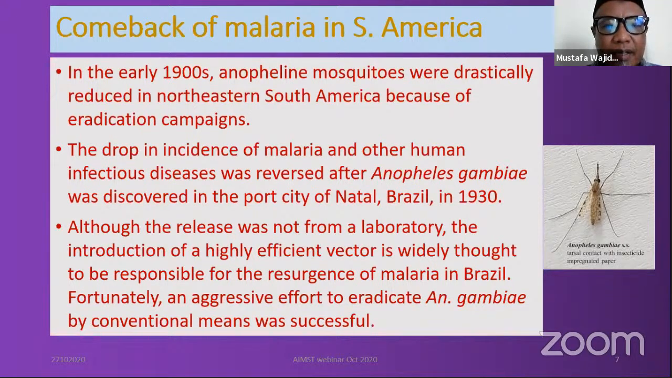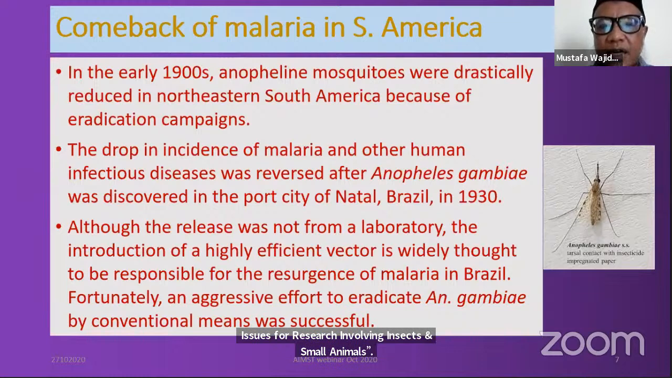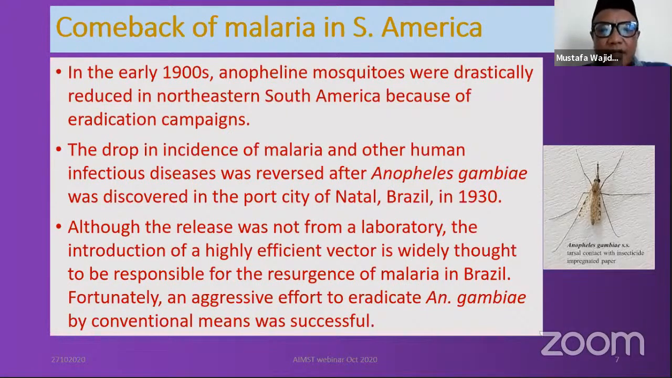And in Brazil, for example, they had a drop of incidence in malaria because they eliminated or almost eradicated the vector, the anopheline mosquitoes. But after some time, they discovered a strain of anopheles, a species called Anopheles gambiae. And this is actually not native to Brazil, but it is native from Africa. And this shows how, if you're not careful on how we handle materials, or even sometimes some of the movement of the insects are through commercial means.